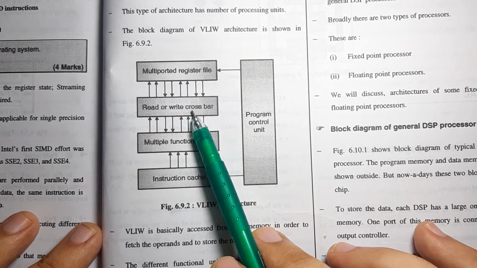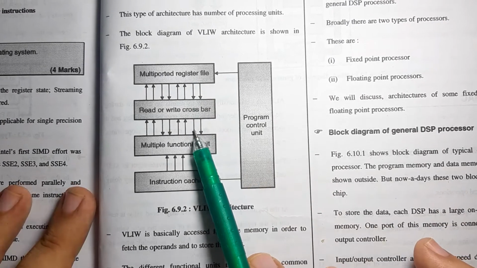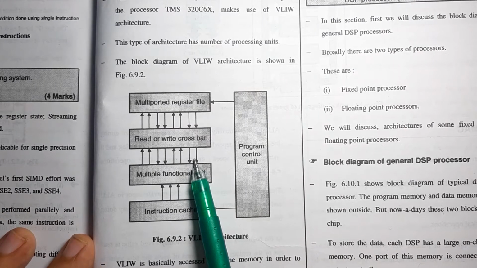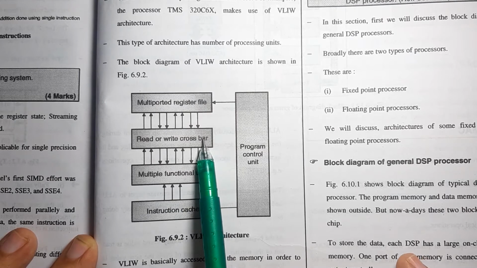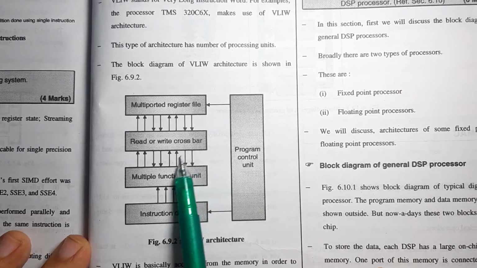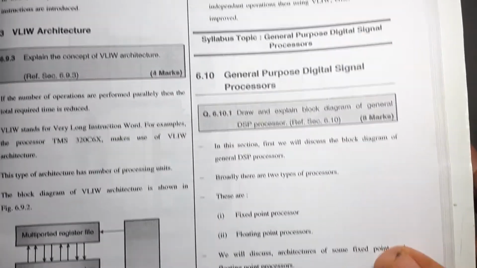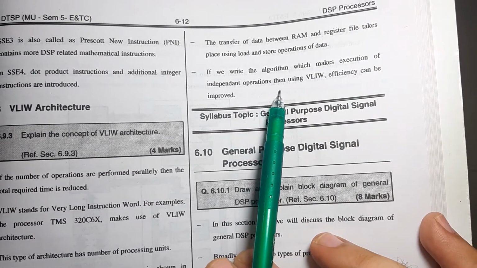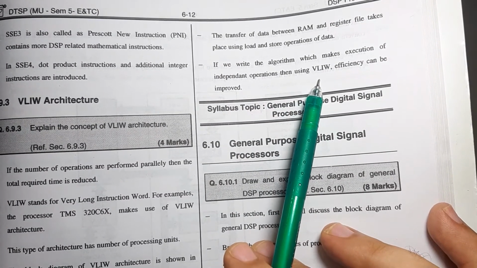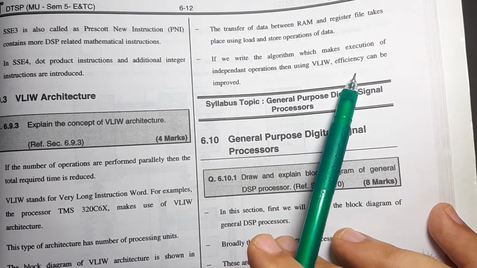The transfer of data between the RAM and the register file takes place using load and store operations. And if we write the algorithm such that it makes execution of independent operations, then using VLIW architecture, efficiency can be improved. So this is what is mentioned over here: if we write the algorithm which makes execution of independent operations, then using VLIW, a very long instruction word, the efficiency can be improved to a much greater extent.